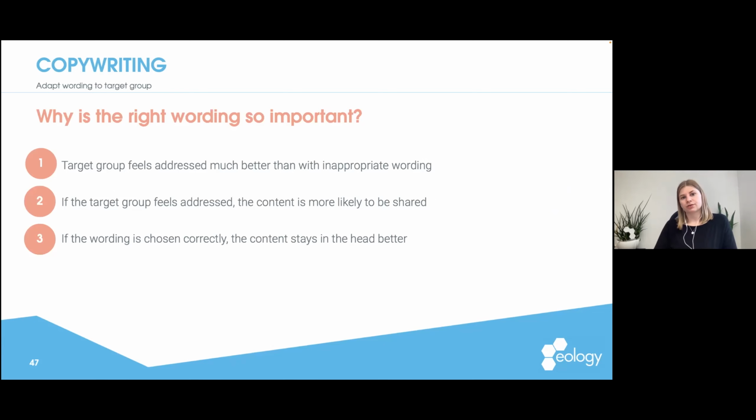Why is the right wording so important? Think about it. Your target group feels addressed much better than with an inappropriate wording. If your target group feels addressed, then your content is more likely to be shared. And if the wording is chosen correctly, the content stays in your head better. You can keep it in mind. You can remember what you were reading, and it just has a fluent and comprehensible language.